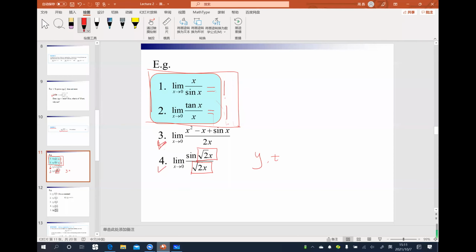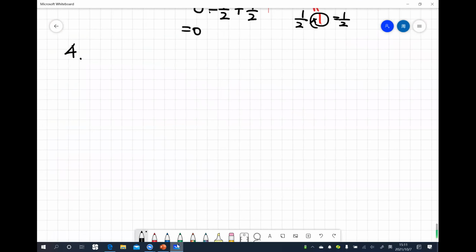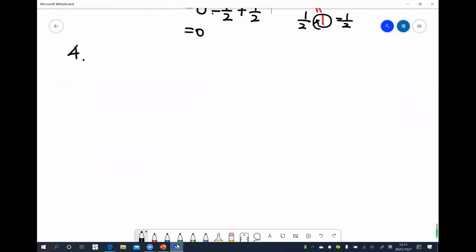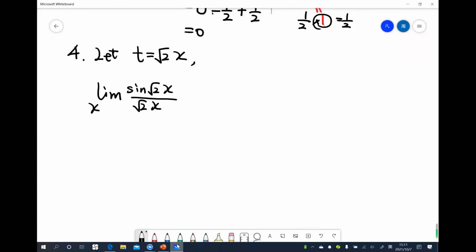So here I will write on the whiteboard for question number 4, that is, we first let t equal to square root of 2x, right? And the original function, that is sine square root of 2x by square root of 2x as x approaches 0, so that equals the limit.